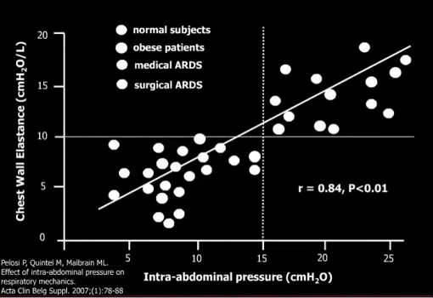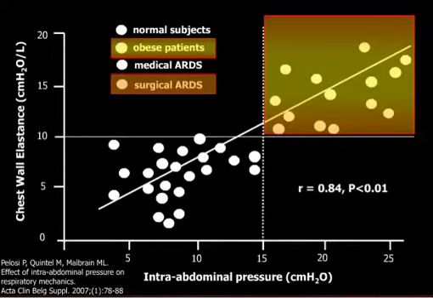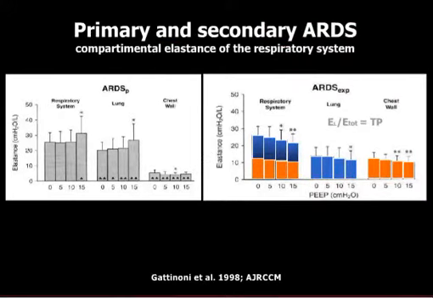And this is something that I put together with Paolo Pelosi. So we were looking for chest wall elastance and the relation to abdominal pressure in normal subjects, and as you can see, obese subjects and surgical subjects. Those who have a real problem in the abdominal cavity tend to have the highest chest wall elastance. And that's what Antonio was going to explain to you.